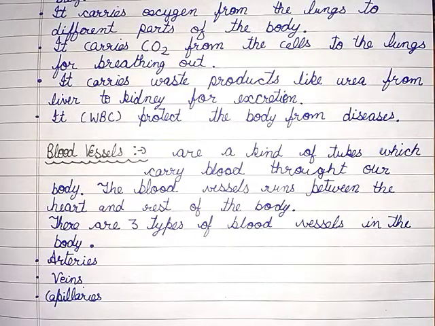Blood vessels. They are a kind of tubes which carry blood throughout our body. The blood vessels run between the heart and the rest of the body. There are 3 types of blood vessels in the body: arteries, veins and capillaries. Friends, now let us learn the differences between the 3 blood vessels: the arteries, the veins and the capillaries.